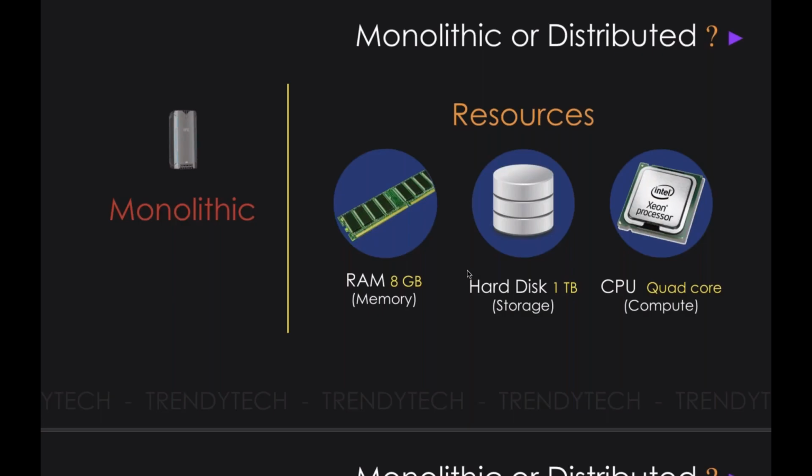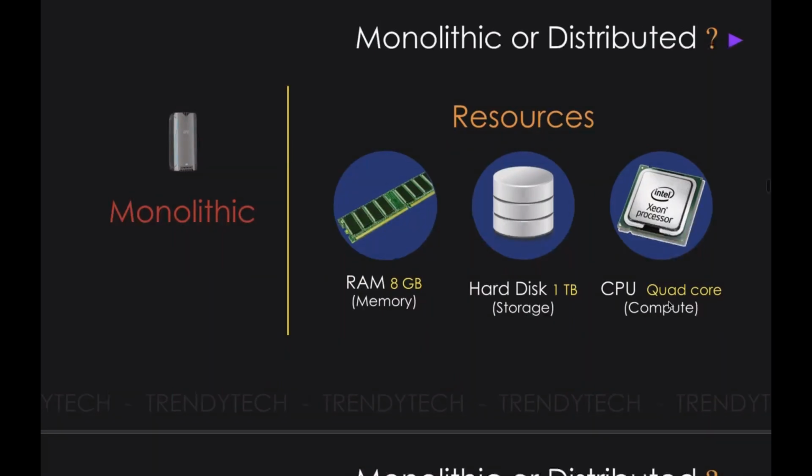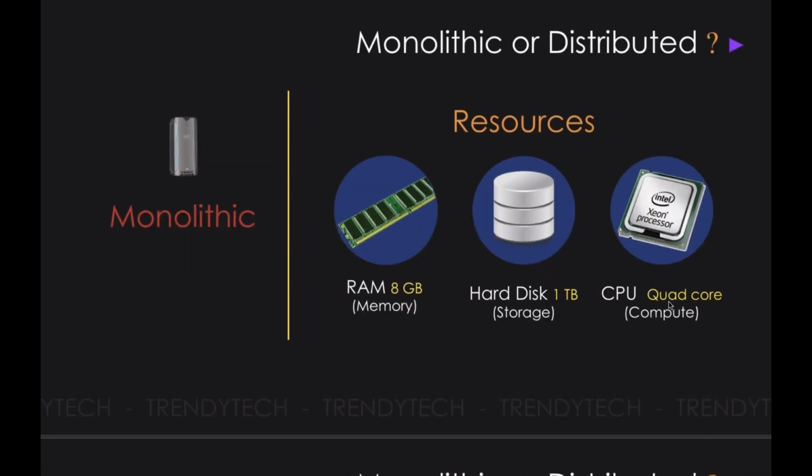Now the technical words used for it: RAM is called memory, hard disk is called storage, and CPU is called compute. So memory, storage and compute form the resources for you. Now you can relate it to your laptop so that things are easy to understand, right? For example, if my laptop has 16 GB RAM, that means memory is 16 GB. Hard disk I have is 500 GB, so storage is 500 GB, and CPU is quad core. Again, compute is quad core. So these are the resources I'll be referring to throughout the course.